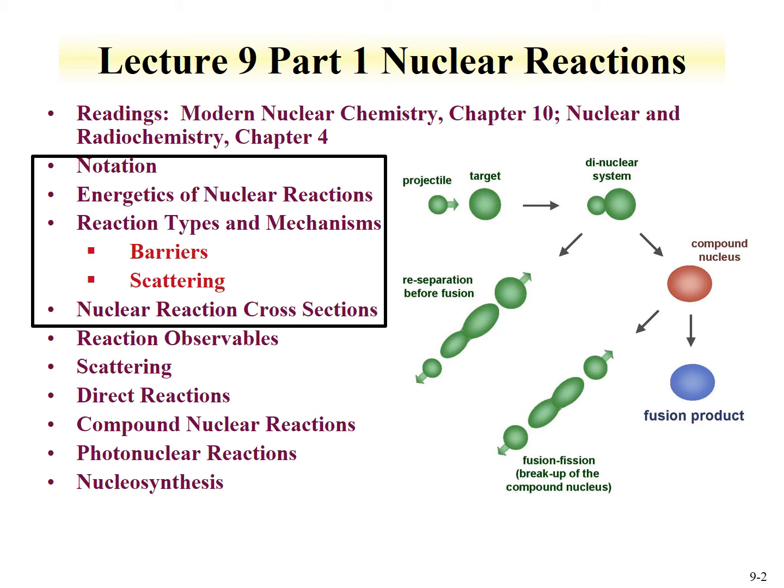We'll talk about the need to overcome barriers in reactions. Charged particles need to overcome the Coulomb barrier. Neutrons do not need to overcome the Coulomb barrier. Big difference in the way neutrons and charged particles react. We'll also talk about scattering.